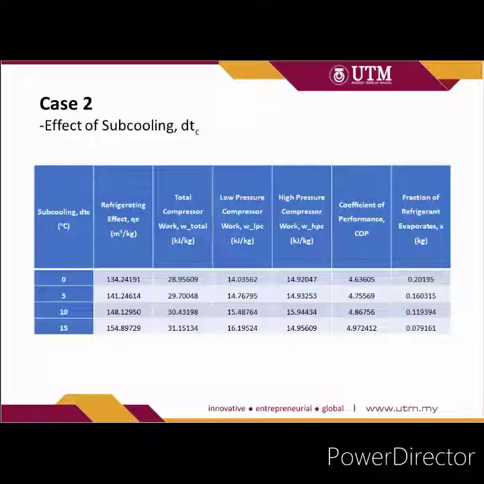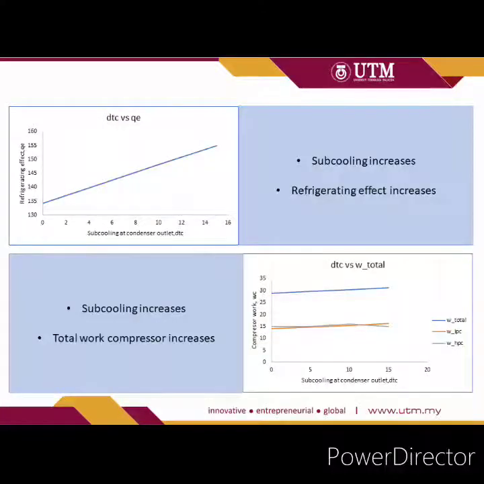From this table, the parameter that I change is subcooling, and the value that I change is 0 to 5, 5 to 10, and 10 to 15 degrees Celsius. And this table shows us the result output of this case study. Next, we go to the result of the case study.